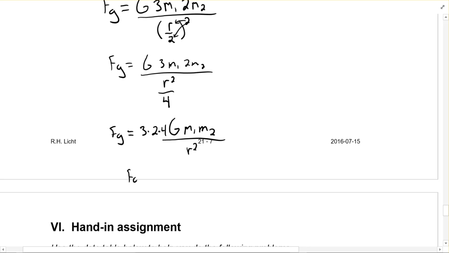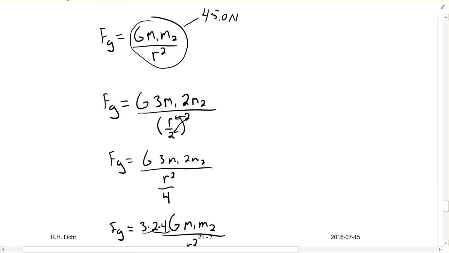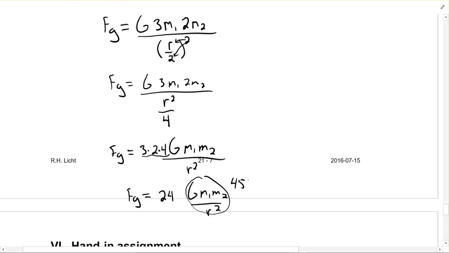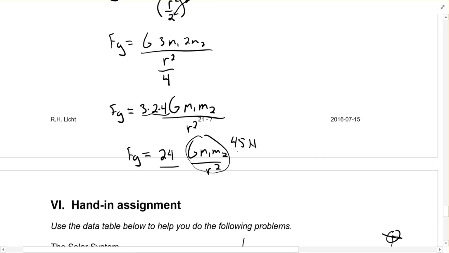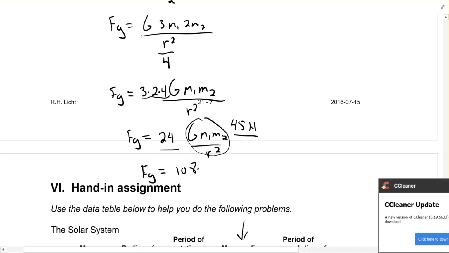Now the last thing I'm going to do is go Fg is equal to 3 times 2 is 6 times 4 is 24. So I just multiplied those all together. And then what I've got left is G M1 M2 over r squared. And remember now, I've already said that this is equal to 45 newtons. So all I need to do if I want to figure out what Fg is now is I just need to go 24 times 45. So we get Fg is going to be equal to 1,080 newtons.